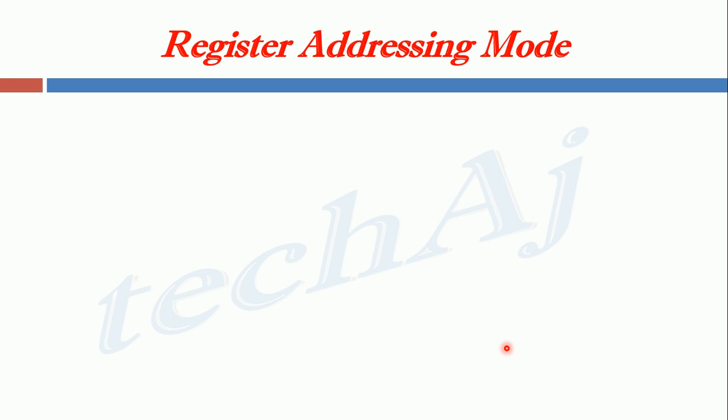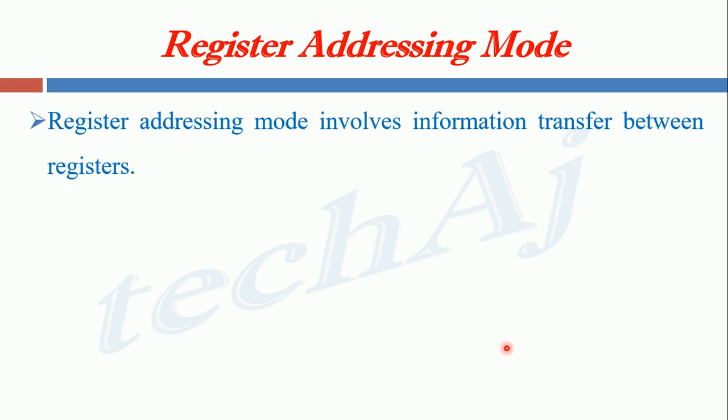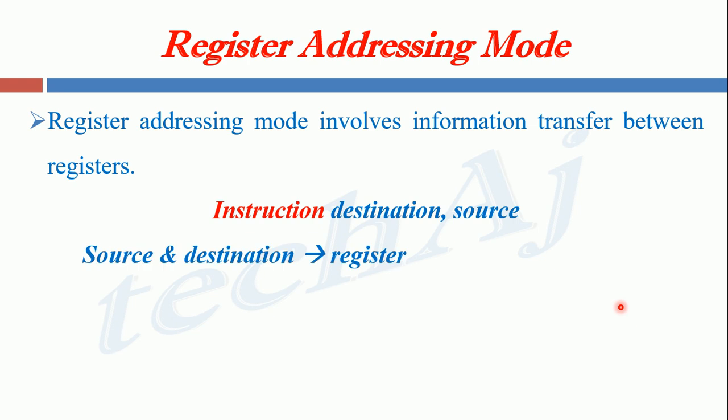Next addressing mode is register addressing mode. The register addressing mode involves information transfer between the registers. Register addressing mode transfers the information between accumulator and one of the registers between R0 to R7. Now, if we consider the instruction format, in register addressing mode, both source and destination operands are always registers. These registers are accumulator and any register R0 to R7.